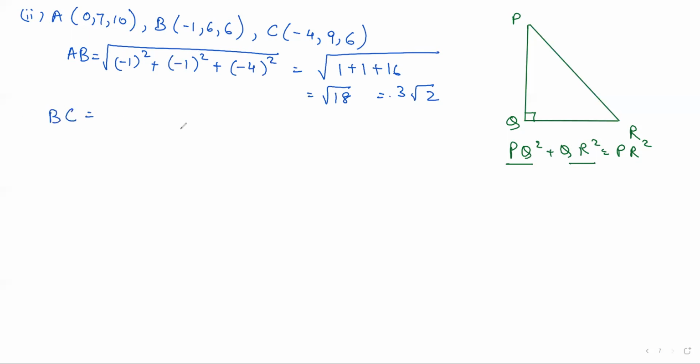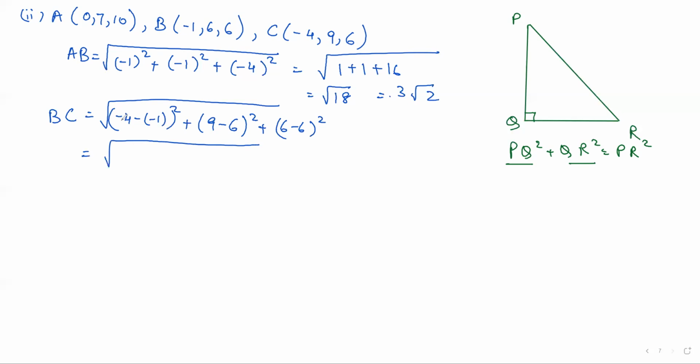BC is equal to -4 minus of -1 whole square plus 9 minus 6 whole square plus 6 minus 6 whole square. This is equal to root of -4 plus 1, which is -3 whole square, plus 3 square plus 0 square. This is equal to root of 9 plus 9, which is equal to root of 18, 3 root 2.